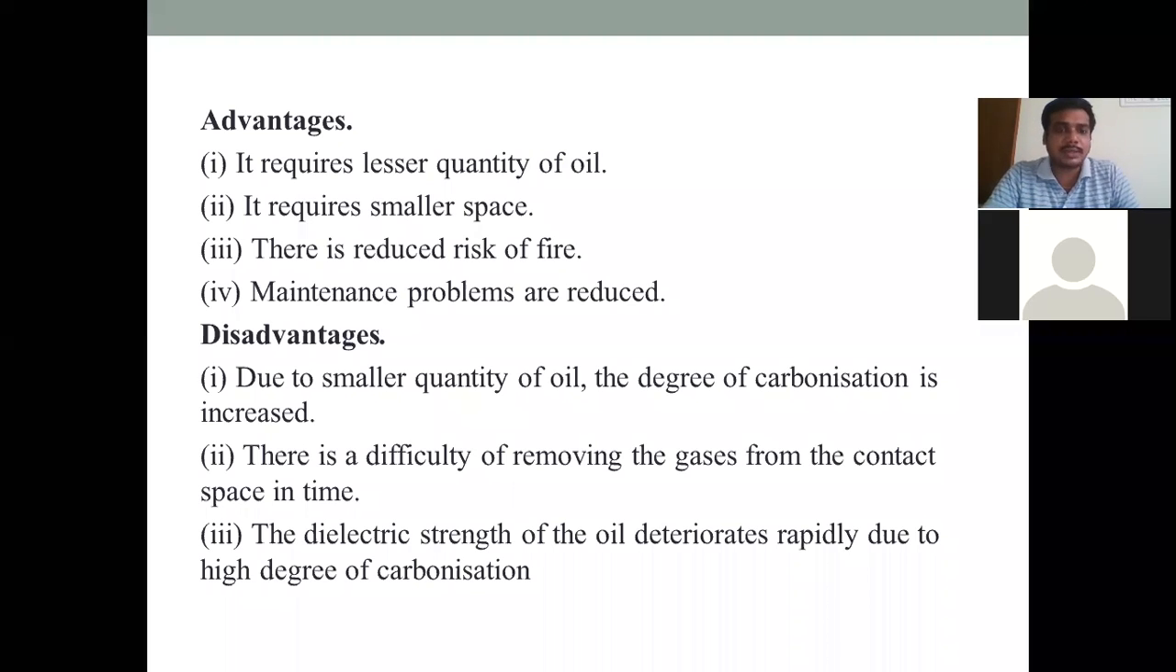But it also has some disadvantages. The degree of carbonization will be increased, since we are using only a small quantity of oil. When the oil gets lubricated, the gases will be evaporated. Gases will be formed, and it is a little difficult to remove these gases from the space at the top chamber. The dielectric strength of oil deteriorates with a higher degree of carbonization. When the strength of the arc is very high, the dielectric strength of the oil will be reduced easily. So the oil has to be removed. These are some disadvantages which exist here.